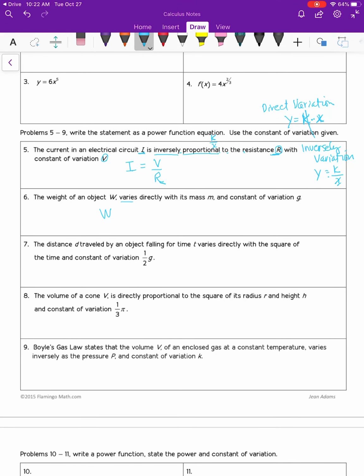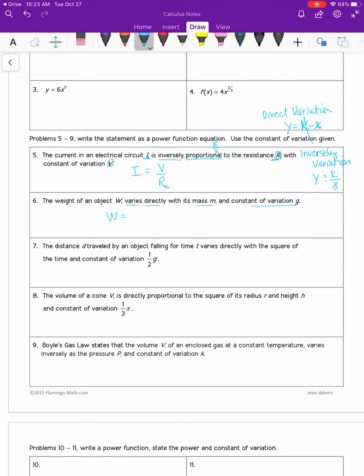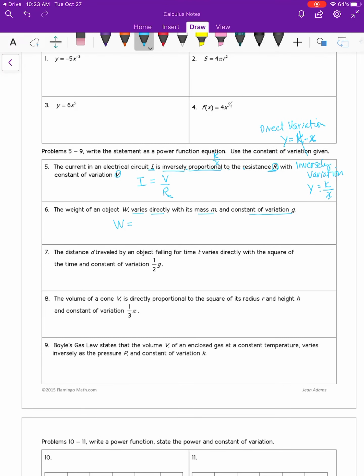Now, the weight of an object varies directly with its mass, and the constant of variation is g. So this time we'll be using the y equals kx thought process, because y varies directly with x is y equals kx. This one, w varies directly as m with your constant of variation g. This is going to be w equals gm.